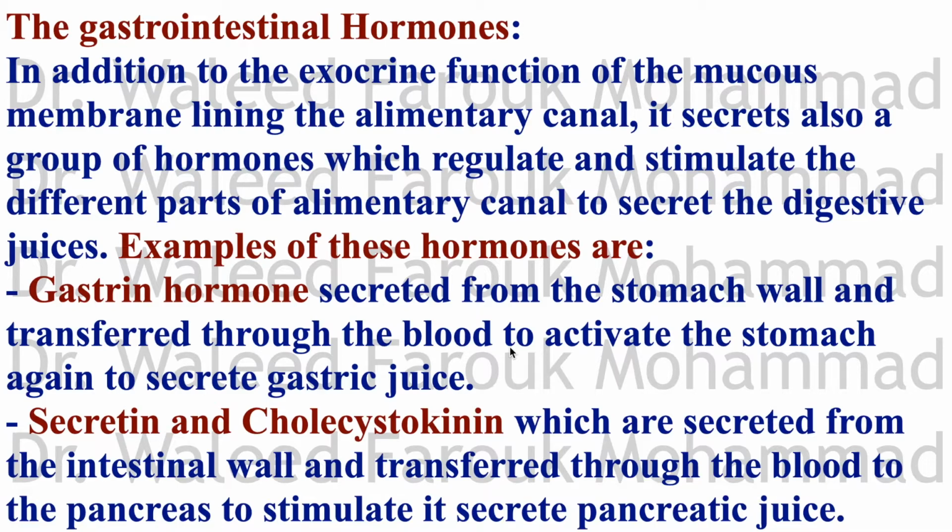برضو في هرمونين تانيين اسمهم secretin and cholecystokinin. cholecystokinin ده اللي بيأثر على المرارة، الحوصلة المرارية. كاينين اللي بيخليها تنقبض، يعني ده اللي بيخلي المرارة تنقبض وتطلع العصارة اللي فيها. Okay, secretin and cholecystokinin secreted from the intestinal wall. خدوا بالكوا فوق كان الجاسترين كان من الستومك، ده من الintestinal wall من الأمعاء.